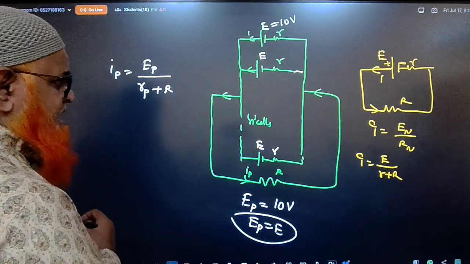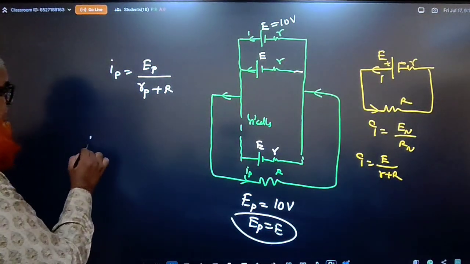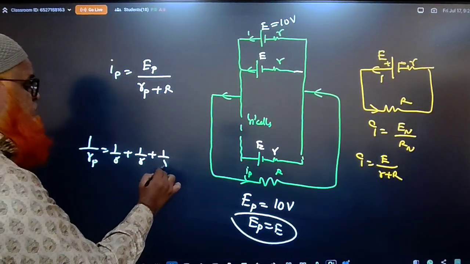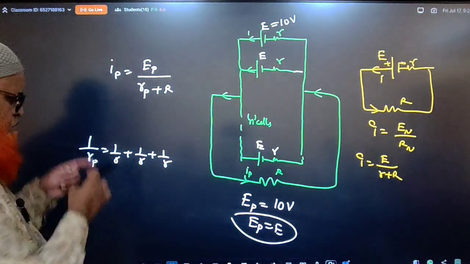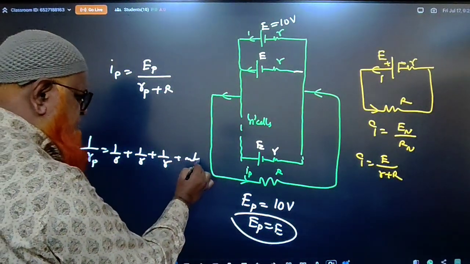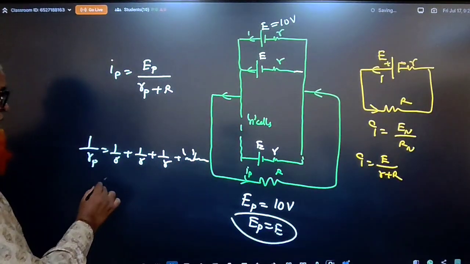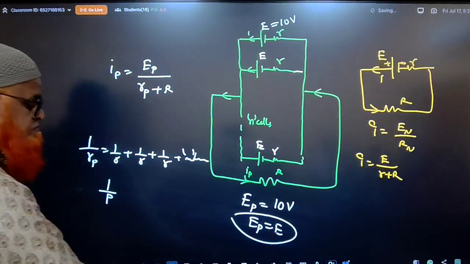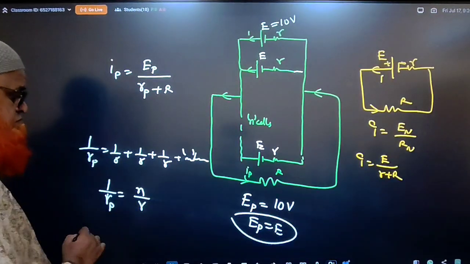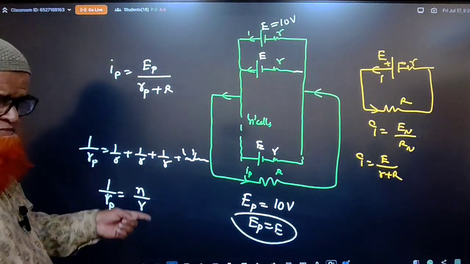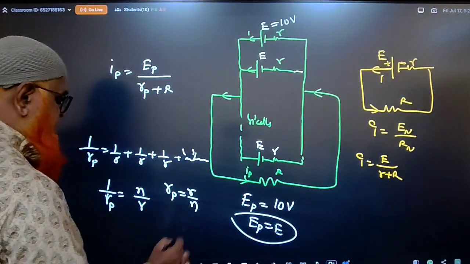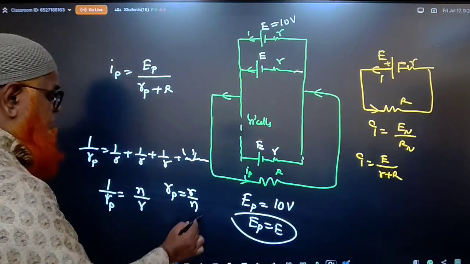But what about the R parallel here? See, R parallel, if you want to find out, 1 by R parallel is equal to 1 by r plus 1 by r plus 1 by r, because it is a parallel connection. 1 by R net is equal to 1 by R1 plus 1 by R2 plus 1 by R3, and this is going to be n times like this. So 1 by R parallel is equal to n by r. N times, right, n into 1 by r is going to be n by r. Therefore, R parallel is going to be r by n. R parallel is going to be how much? r by n.